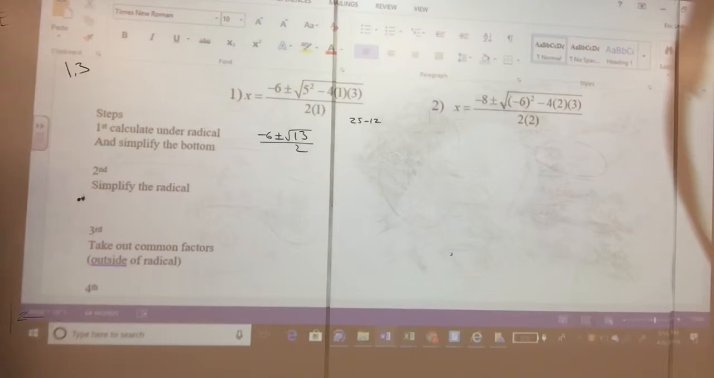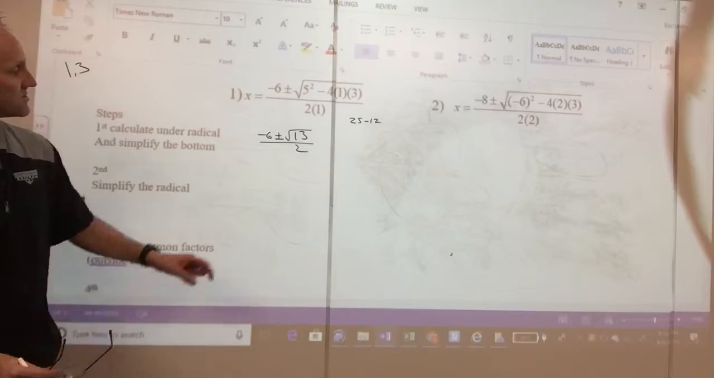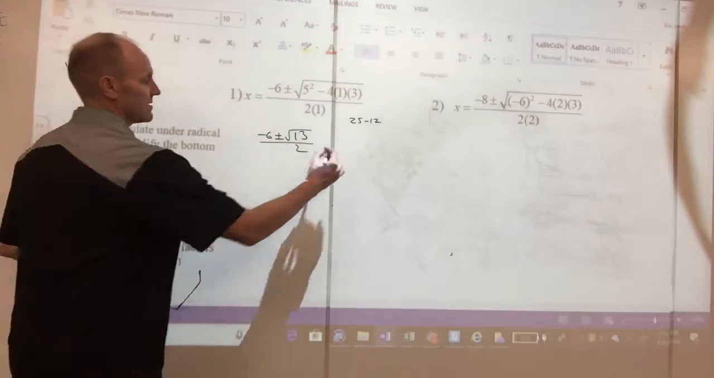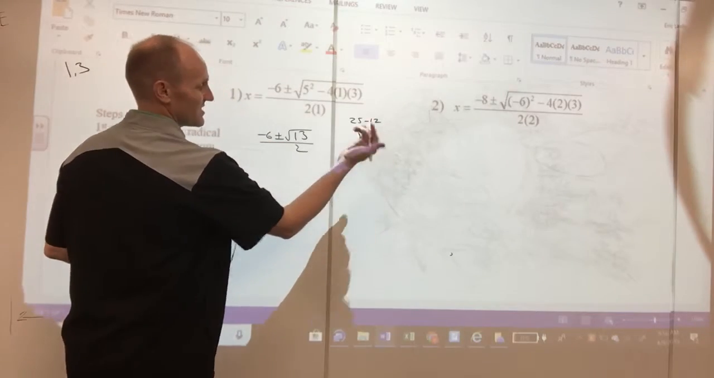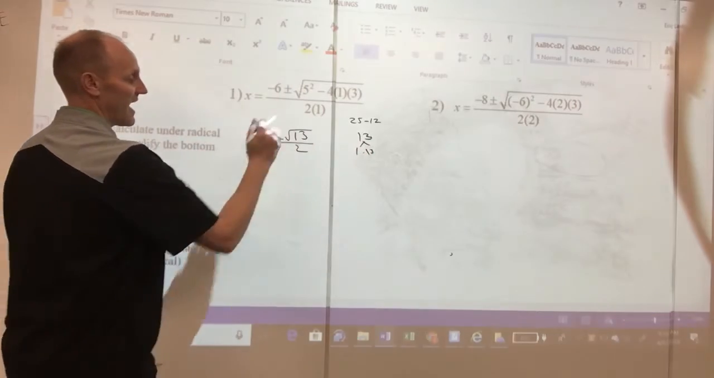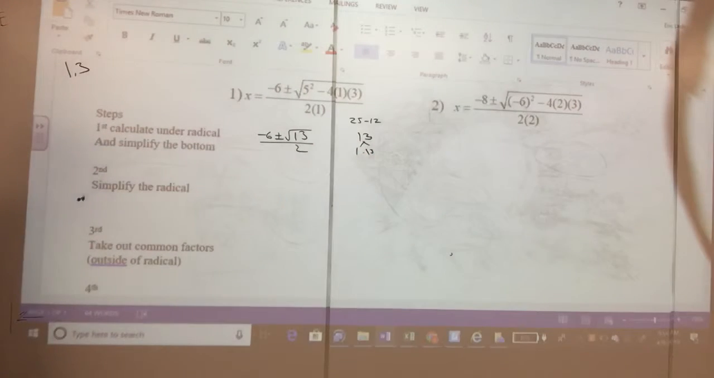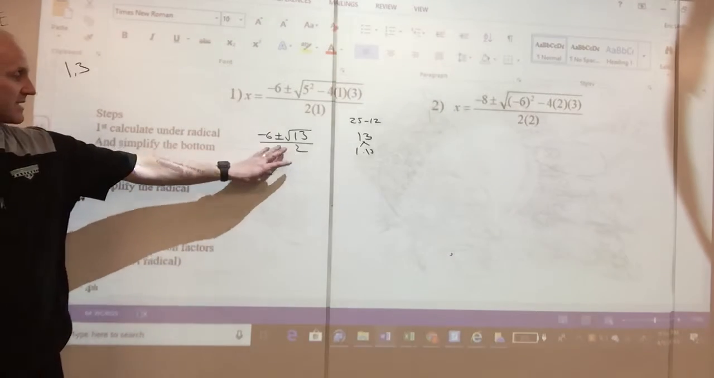Next, I will simplify the radical. What that means is I take the square root of 13. Really, 13 is just 1 times 13, so that cannot be simplified. Take out any perfect squares. I don't have anything I can take out outside.